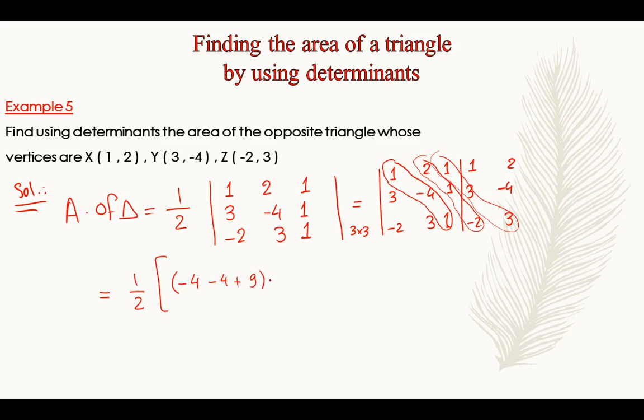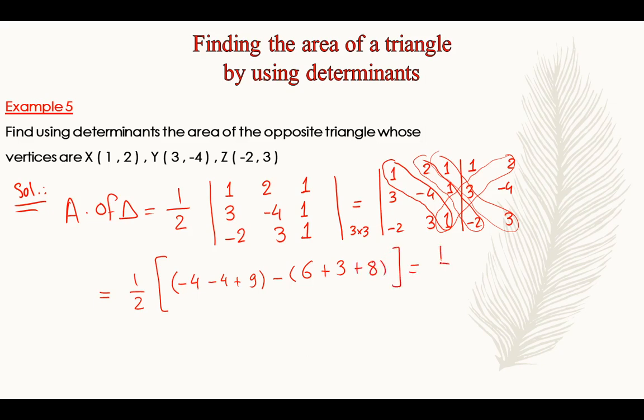This will be minus the product of the right diagonals. 2 times 3 times 1, it will be equal to 6. 1 times 1 times 3, it will be equal to 3, and the last one will be 1 times negative 4 times negative 2, which equals positive 8.